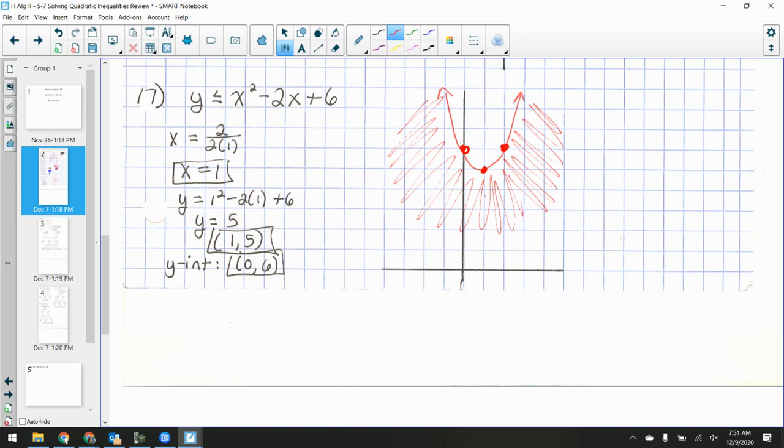So I didn't need to find the zeros. They would have imaginary numbers in them. So therefore, I don't even need to attempt to find them. I make my solid line and shade on the outside. I pick 0, 0. I'm going to get 0 is less than or equal to 6, which is a true statement this time. So I shade on the side of 0, 0.